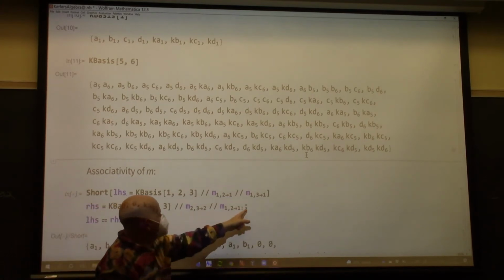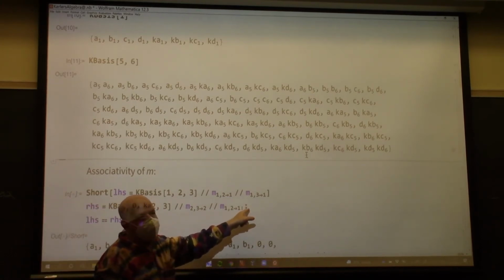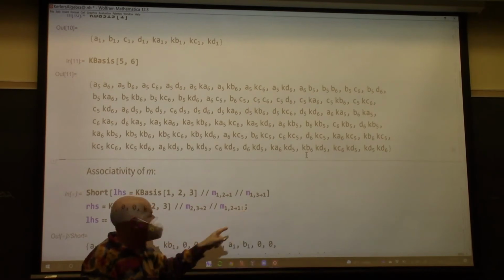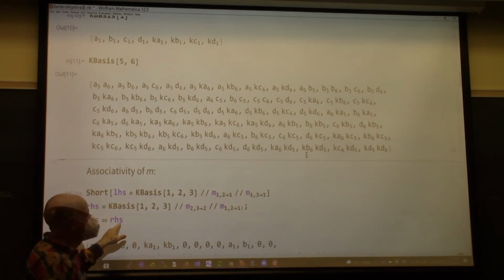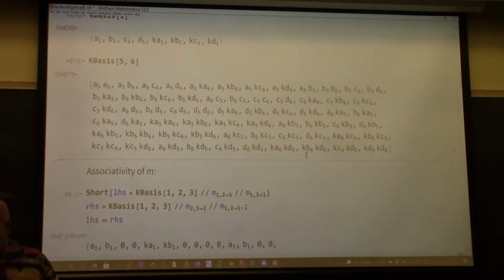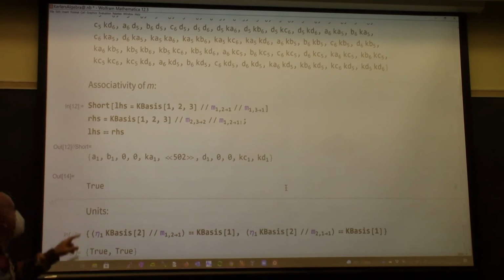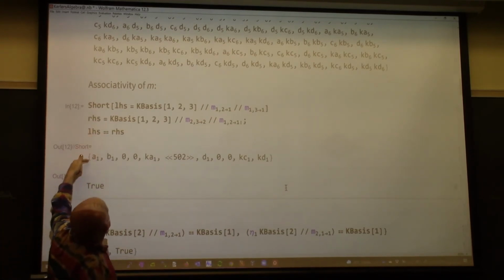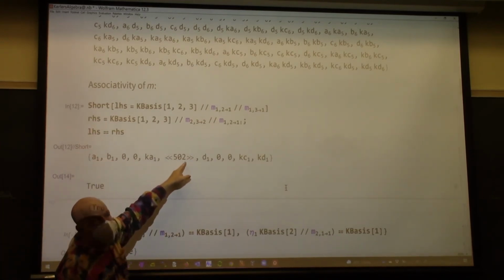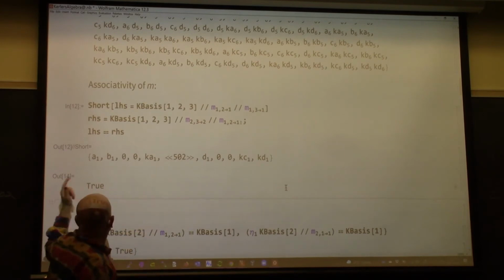The second, the computation of the right-hand side ends with a semicolon, so nothing is printed, and then LHS equals RHS gets printed. So hopefully it will print true. If it doesn't print true, this isn't an associative algebra. So it did print LHS in short form, 502 things are missing, and it printed true.